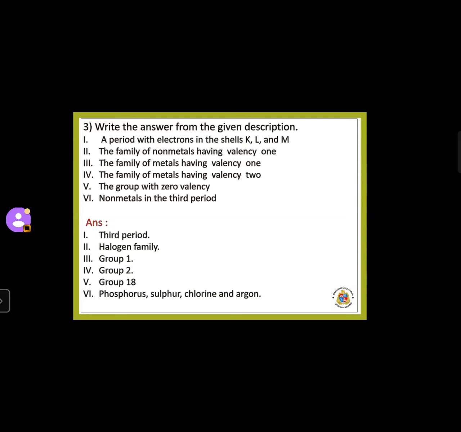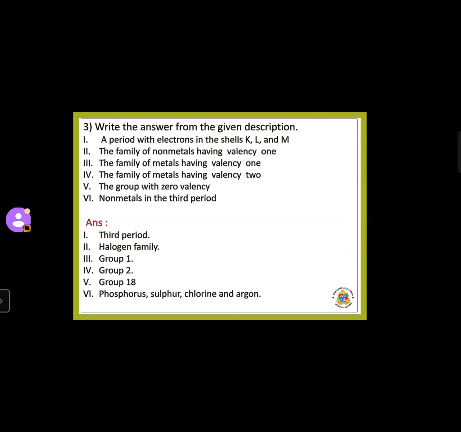So why first, second, third? So number of period indicates that period. Number of period that indicates because of the shell. So number of shells is equal to number of period. Okay. So if the shell is first, means period is first. If there are two shells, means second period. If there are three shells, means third period.